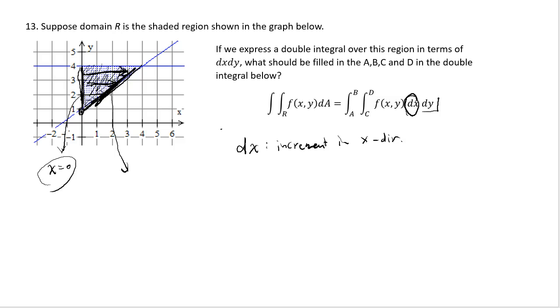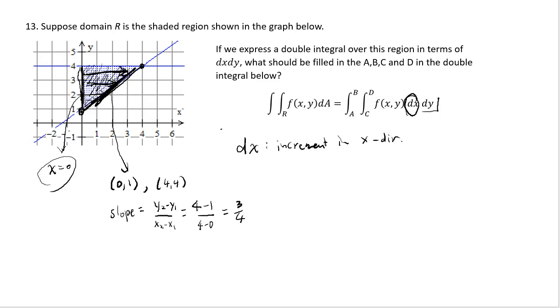Well, this point here is (0, 1), and this point here is (4, 4). So in order to get the line equation, you need to know the slope, which is y2 minus y1 over x2 minus x1. It's change of y over change of x, right? It's 4 minus 1 over 4 minus 0. So it's 3 over 4.